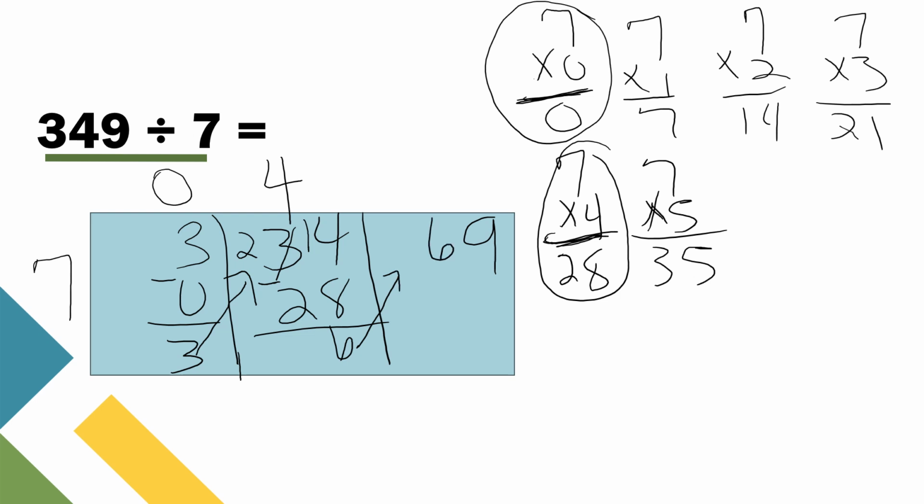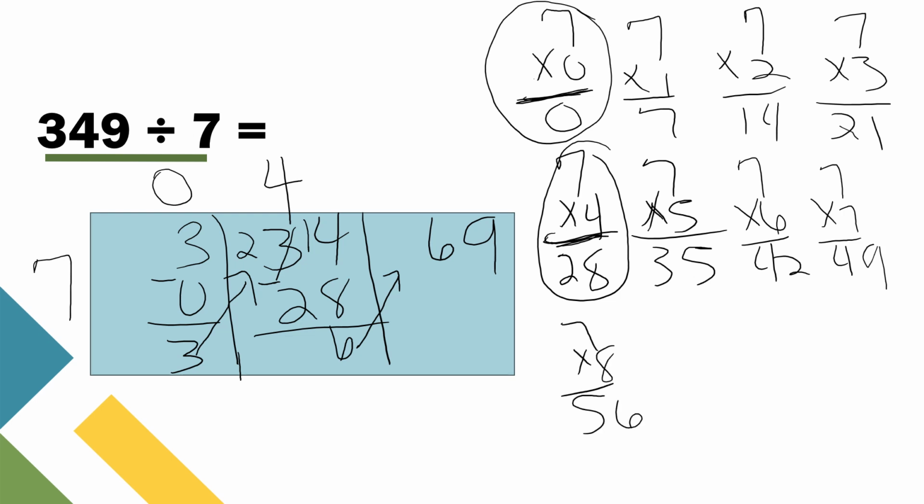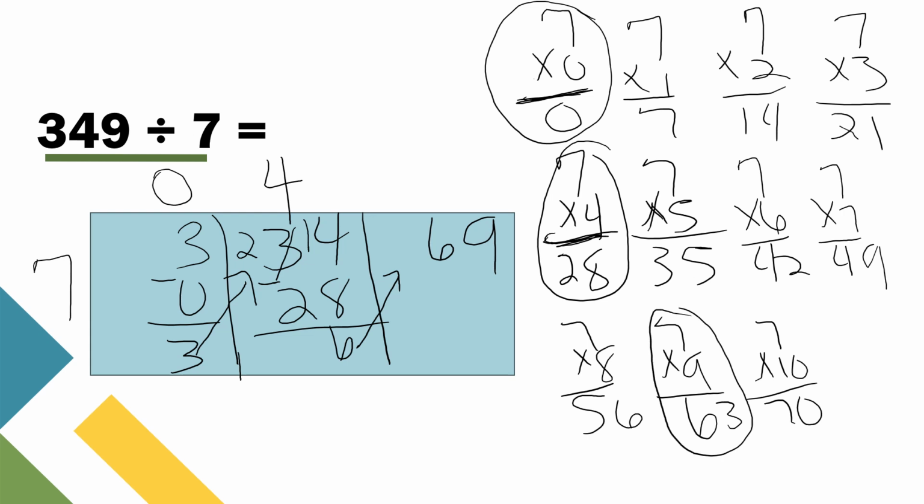Now we're looking for 69. We stopped at 35, so 7 times 6, 42. 7 times 7, 49. 7 times 8, 56. 7 times 9, 63. 7 times 10, 70. So we're going to use 63. What's touching the top of your line? The 9 goes on top of the box. What's touching the bottom of your line? 63 goes at the bottom of the box.